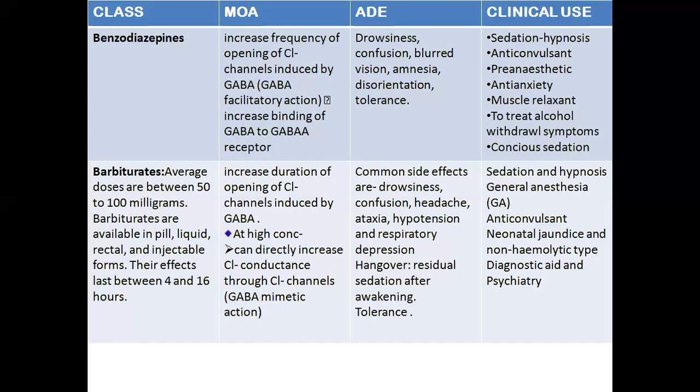The therapeutic use, or pharmacological use, we can say, barbiturates can be used in sedation and hypnosis. They have a low therapeutic index. They cause a rebound increase in rapid eye movement sleep on stoppage of therapy. They can cause marked respiratory depression. Sometimes barbiturates can be used in general anesthesia, as anticonvulsant, for neonatal jaundice of non-hemolytic type, and sometimes as a diagnostic aid in psychiatric patients.